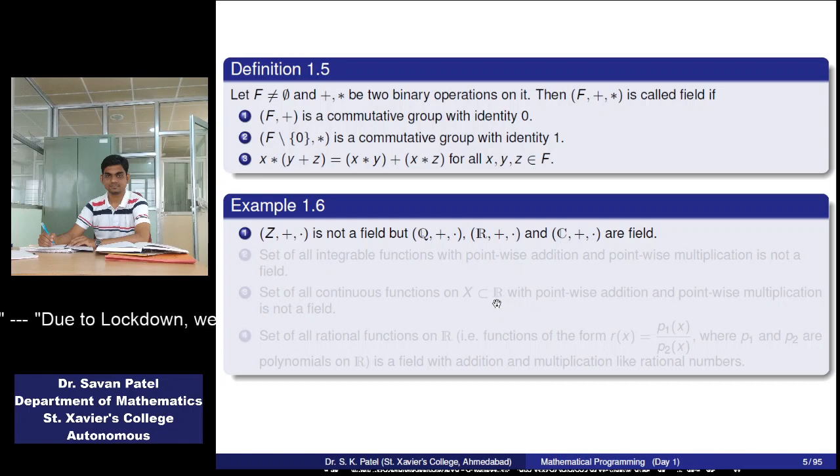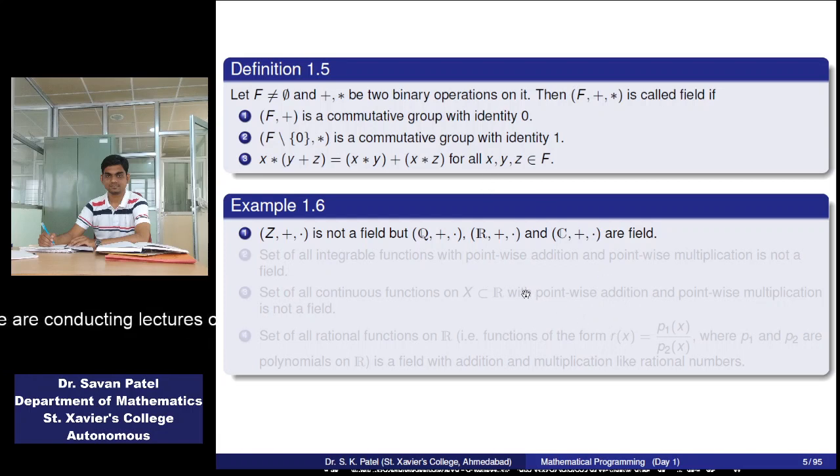But we know that the set of all rational numbers, the set of all real numbers, and the set of all complex numbers with usual addition and usual multiplication are fields. We have already seen that Q, R and C with addition are commutative groups. Removing 0, we know that whenever x lies in Q, R or C, 1 upon x lies in Q, R or C. So the inverse exists. The identity element is 1 with respect to the multiplication. Hence they are fields, because the third property is always there: multiplication is always distributive over addition.